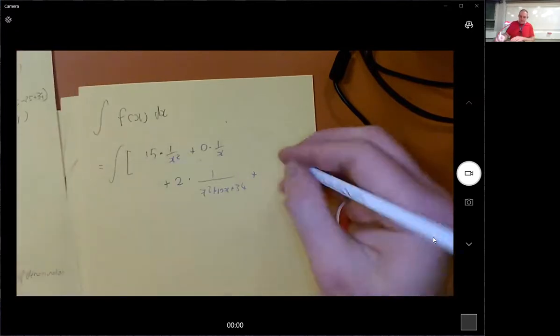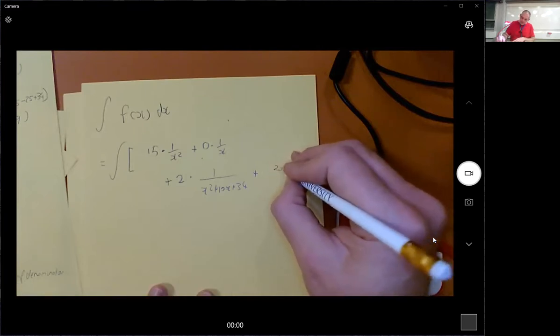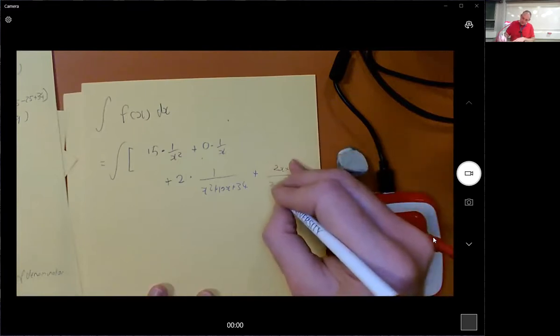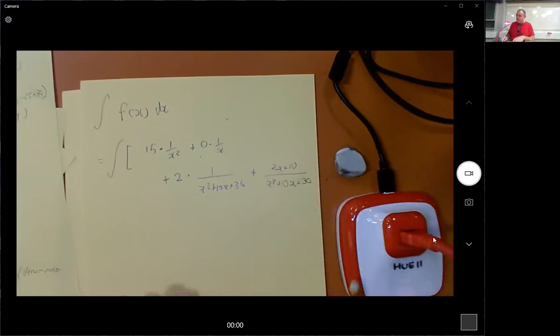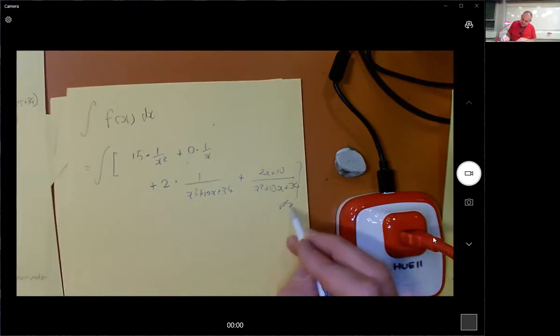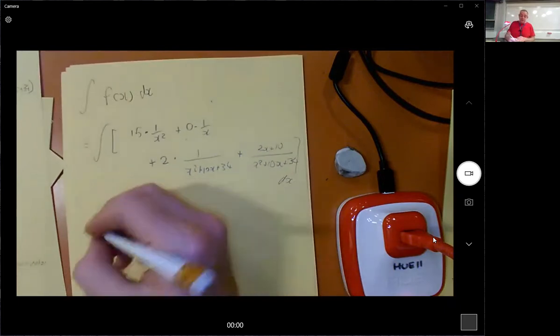Yep. Times 2x plus 10 over x squared plus 10x plus 34. Yeah, I feel like I've done something wrong because it doesn't match my original working, but whatever. dx. And now I need to know how to integrate those things.